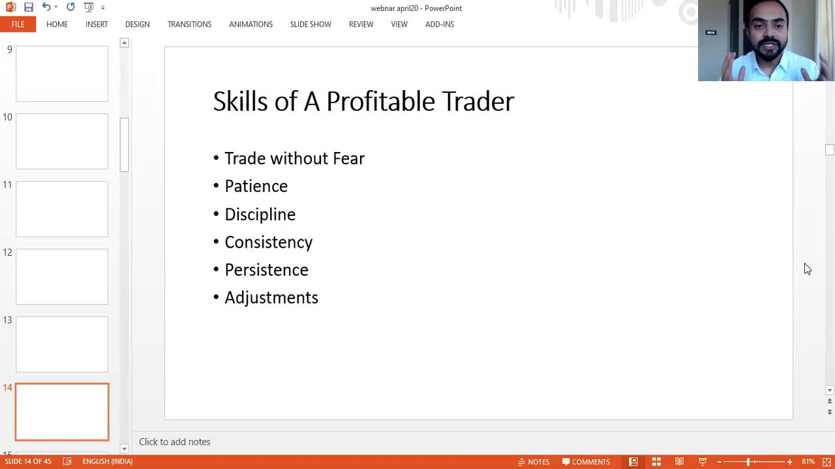Moving to the next skill, which is patience. You should have patience to wait for the right setup. You should have patience to become rich slowly. You should have patience to hold your profitable positions. Patience is very much important. People are not patient. They want to become rich quickly. And this is the problem.